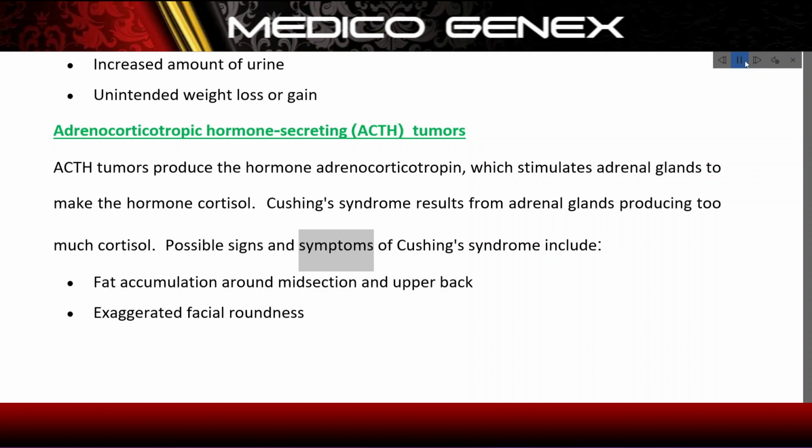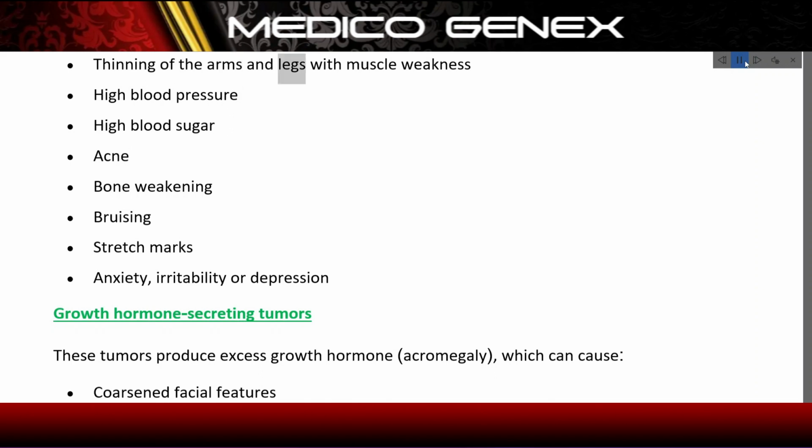Possible signs and symptoms of Cushing's syndrome include fat accumulation around midsection and upper back, exaggerated facial roundness, thinning of the arms and legs with muscle weakness, high blood pressure, high blood sugar, acne, bone weakening, bruising, stretch marks, anxiety, irritability or depression.